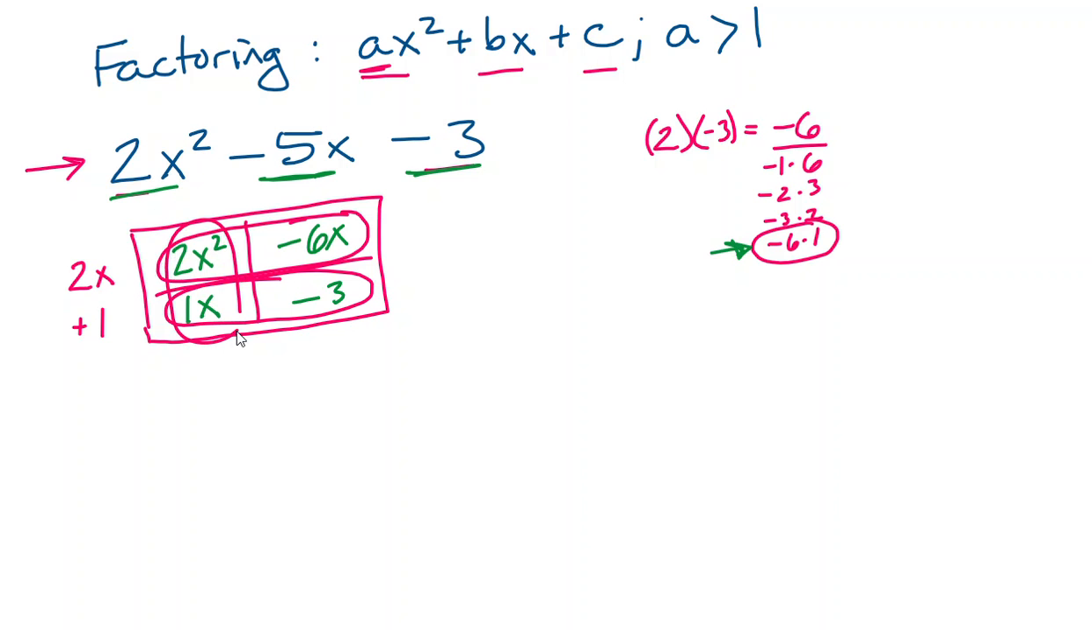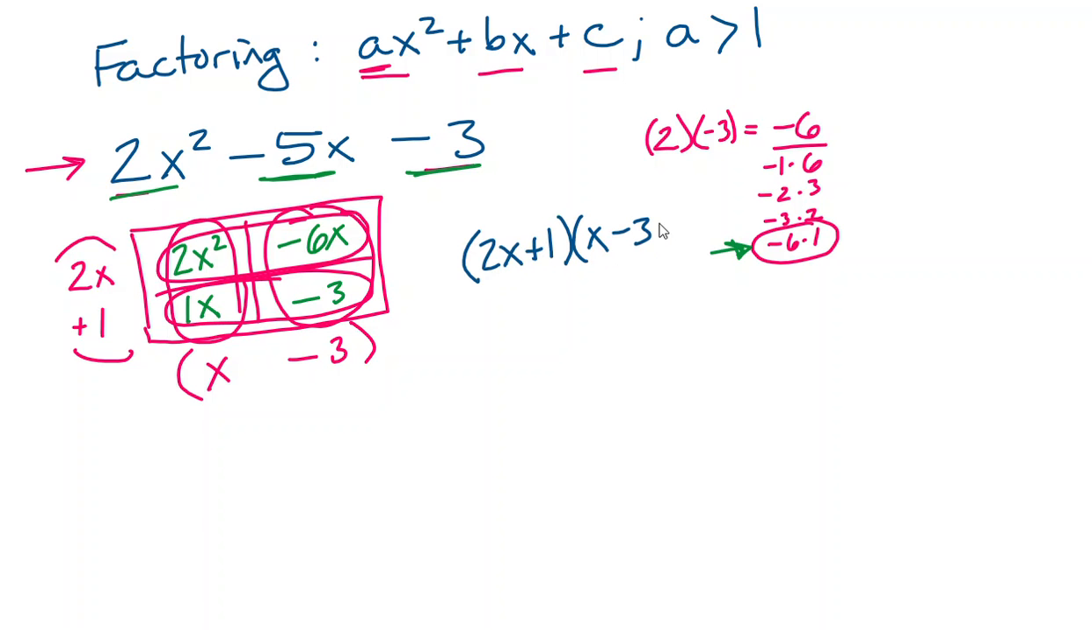So the first column, what do they have in common? Well, 2x squared and 1x, they have an x in common. And then the second column, notice they have a negative sign in common, and they both have a factor of 3, so it's a negative 3. And there's my answer. One of my factors is 2x plus 1. The other factor is x minus 3. And that's my final answer. Let me write it here in blue. I'll just write it: 2x plus 1, x minus 3.